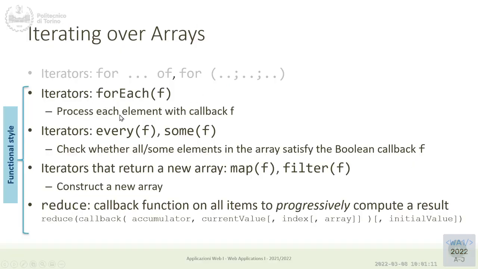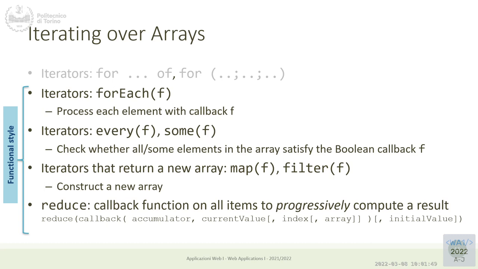And this does something at every element. And then we have some quantifiers. So every and some will expect a function that returns a Boolean value: in the case of every, whether all the elements return true, or in the case of some, whether at least one element returns true.